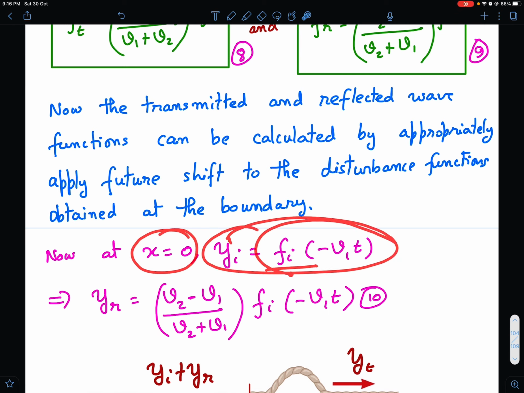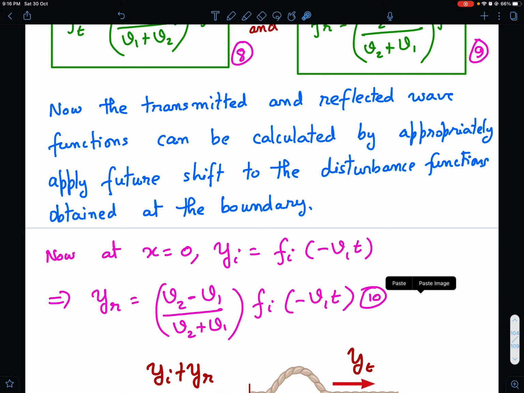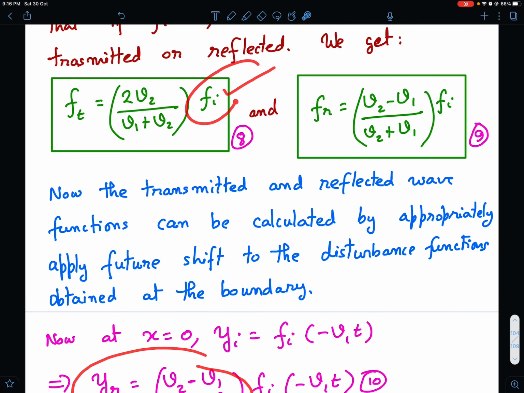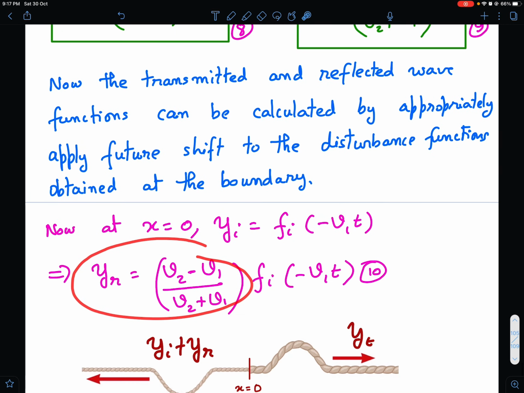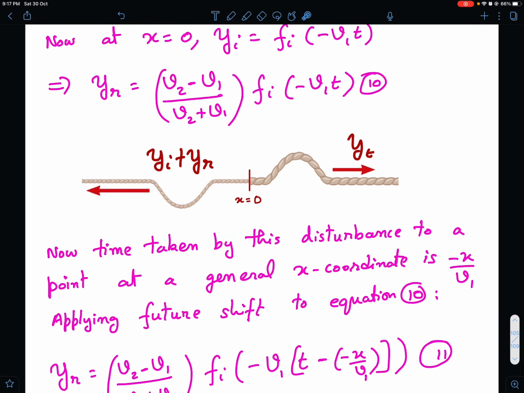So now at x equal to 0, what is our incident disturbance? That is fi of minus v1t. Why? Because it was fi of x minus v1t and we put x equal to 0. So our incident disturbance simply becomes fi of minus v1t. Okay, so reflected disturbance, just put fi in this formula. So substitute for fi, you get reflected disturbance as (v2 minus v1) upon (v2 plus v1) times fi of minus v1t.